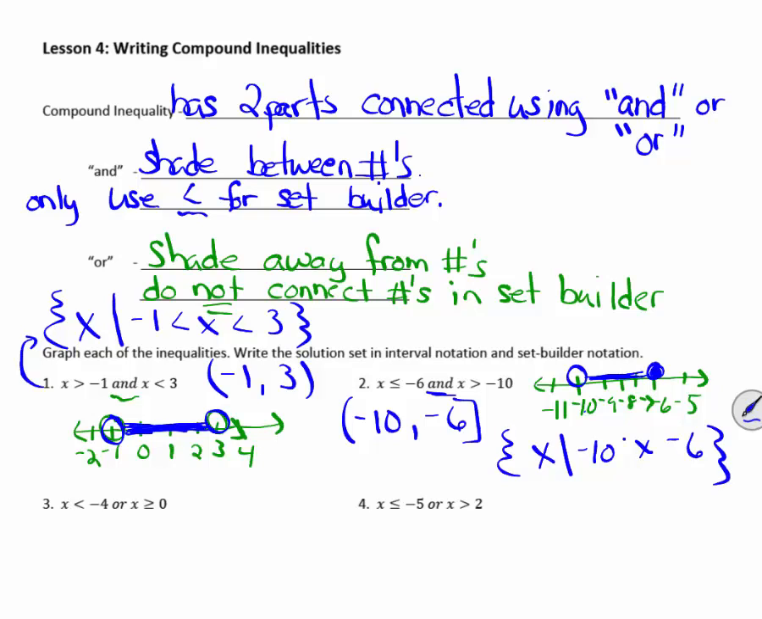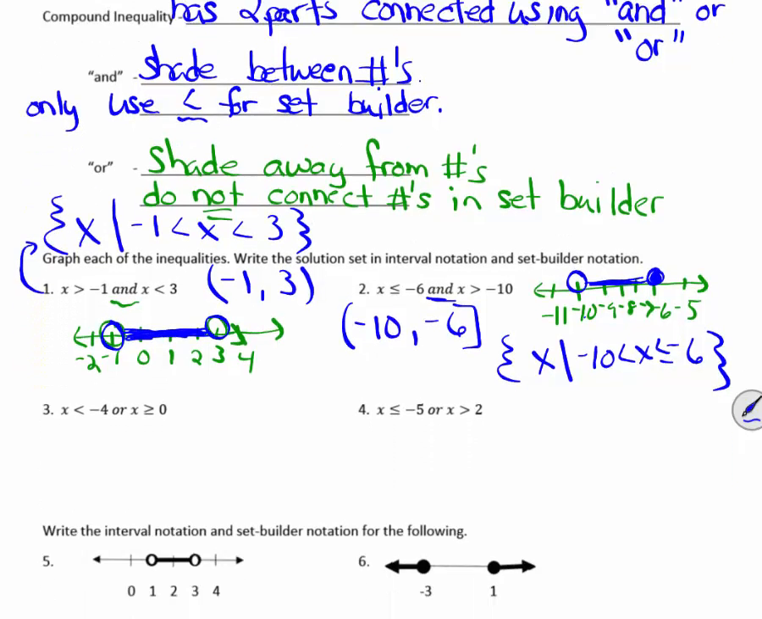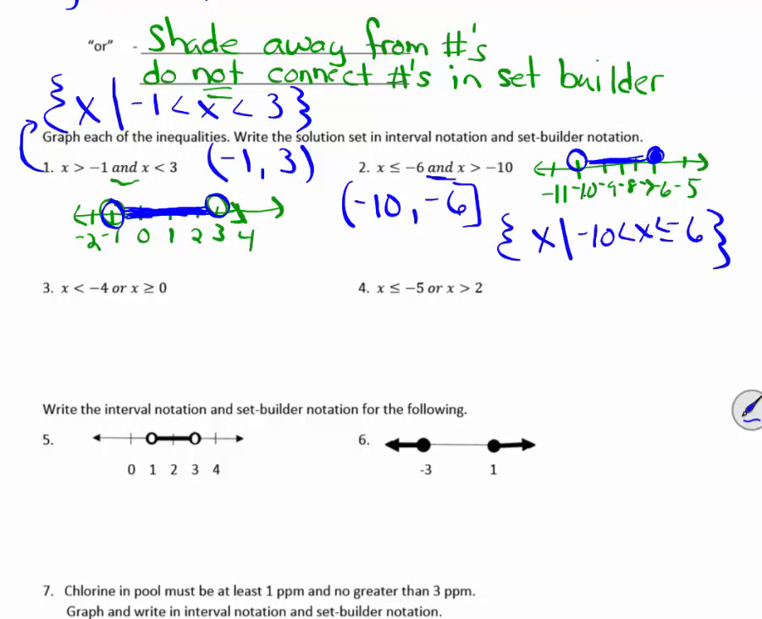And they're going to get the less thans. This one gets less than or equal to because it was closed. All right, hopefully that's making sense to you guys. All right, so let's try number 3.